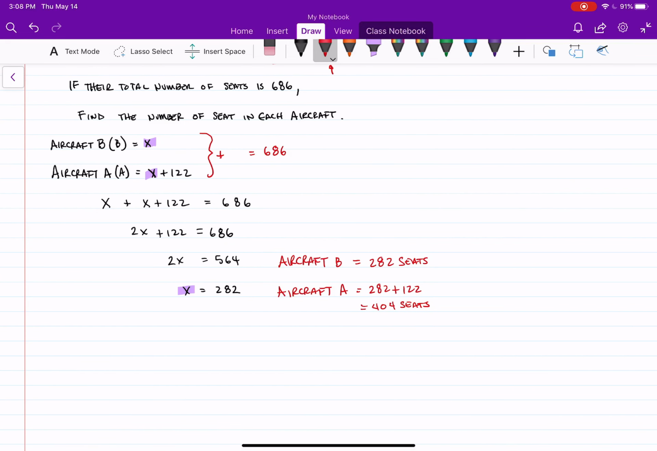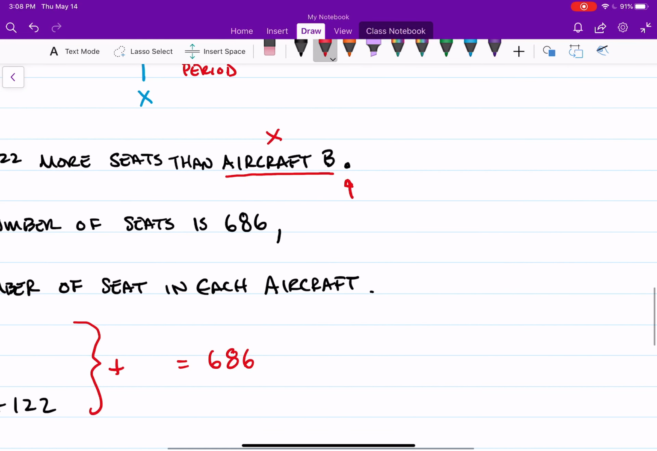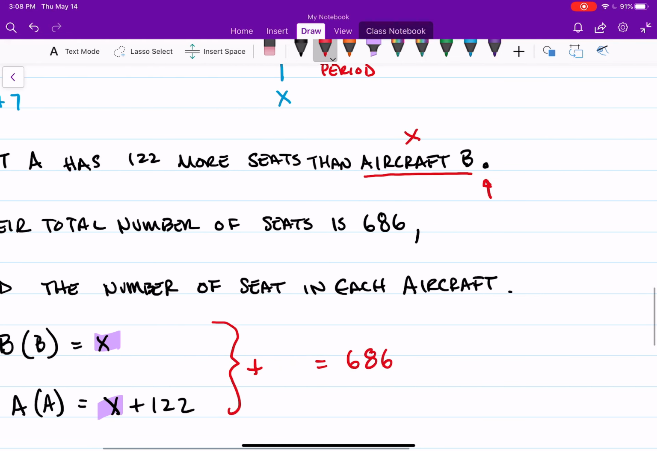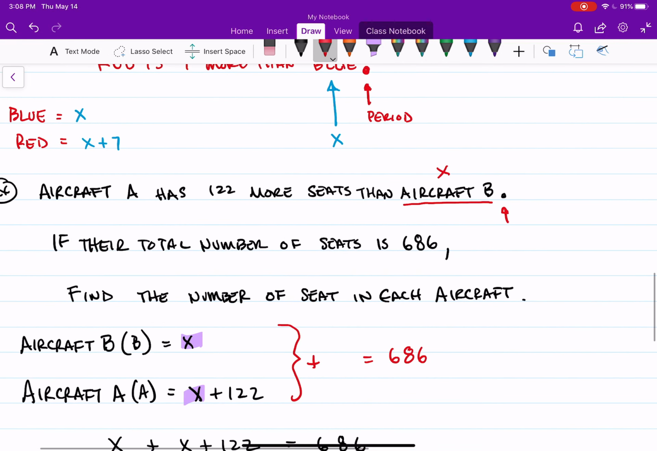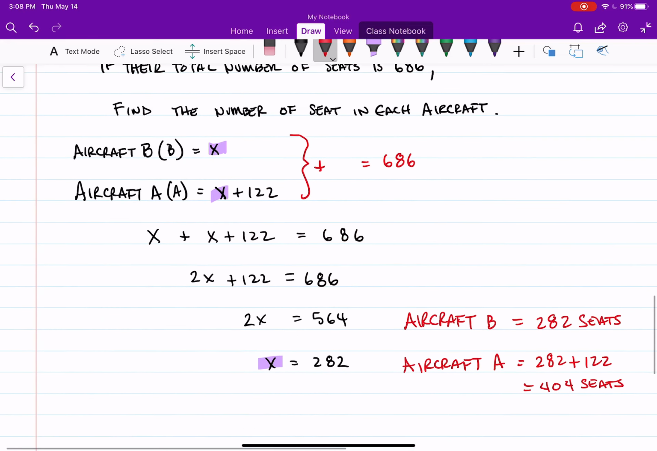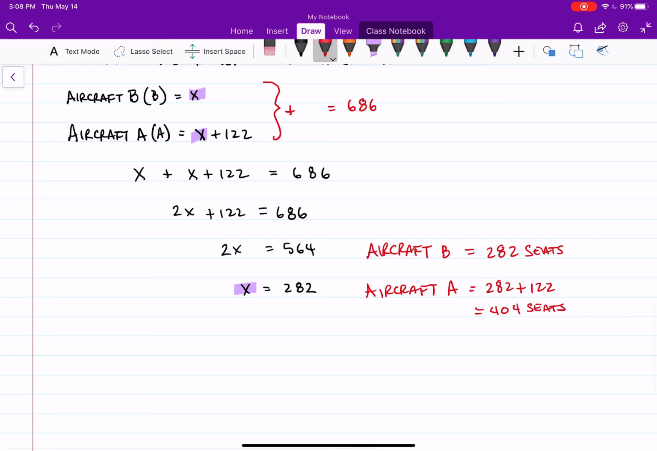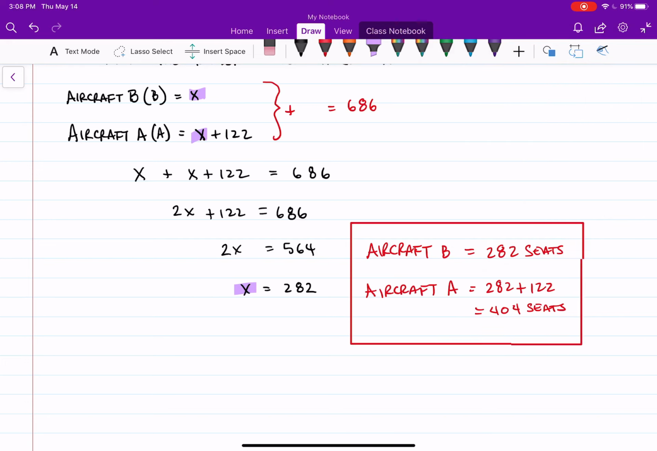Okay, so again, find what the period is, whatever's in front, that's your x. So when you reread this sentence here, just go, okay, aircraft A has, meaning aircraft A equals, and then say, how do I say 122 more than x? Don't say aircraft B, just say x. And then you go, okay, I can write that. So that's how you would do that. And chances are they'll ask you for both answers, so you're going to need both answers.